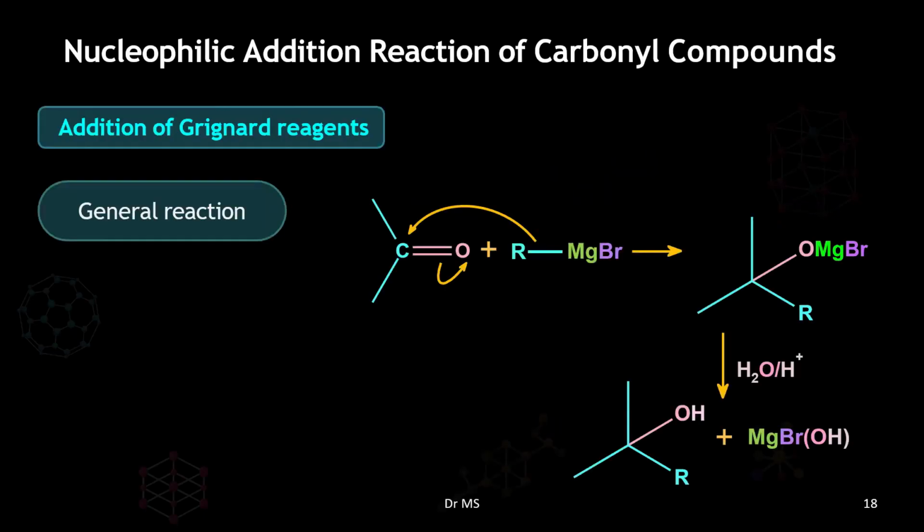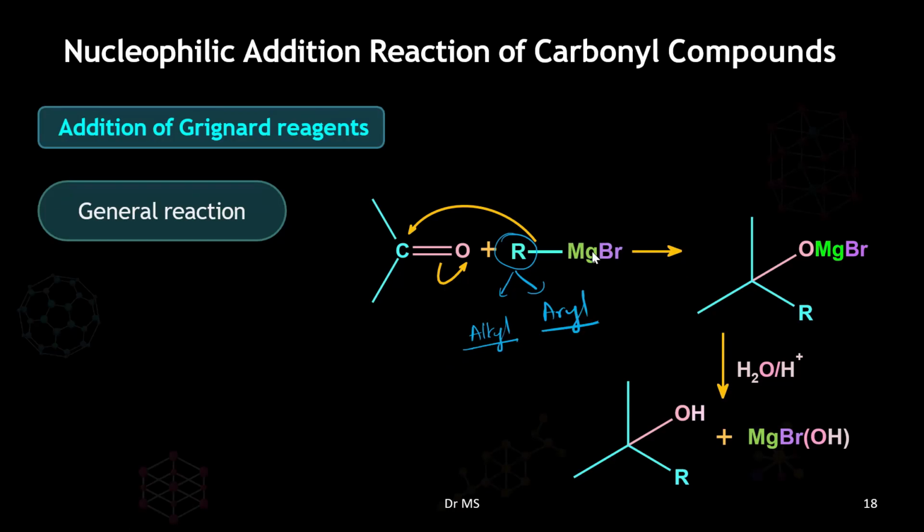So next one, addition of Grignard reagent. How does this reaction happen? There's a carbonyl compound containing C double bond O, and there is a Grignard reagent RMgBr. We know this R could be alkyl or aryl. It could be a ring or a chain. If it is a chain, we call it alkyl. If it is a ring, we call it aryl, like a benzene ring or a straight chain of carbon, alkyl.